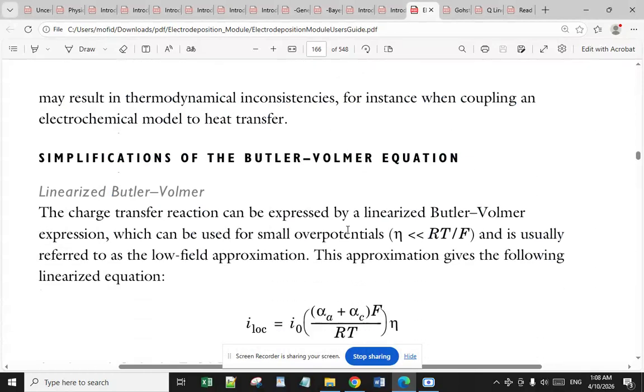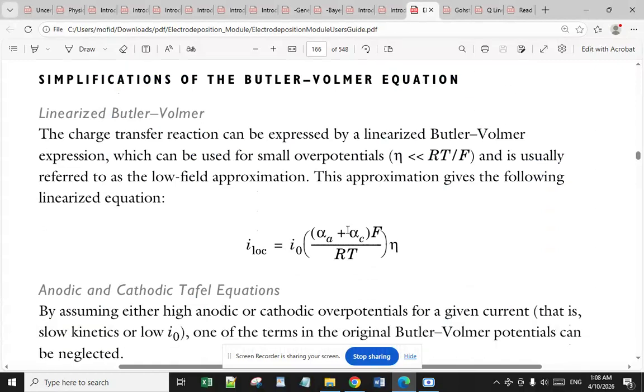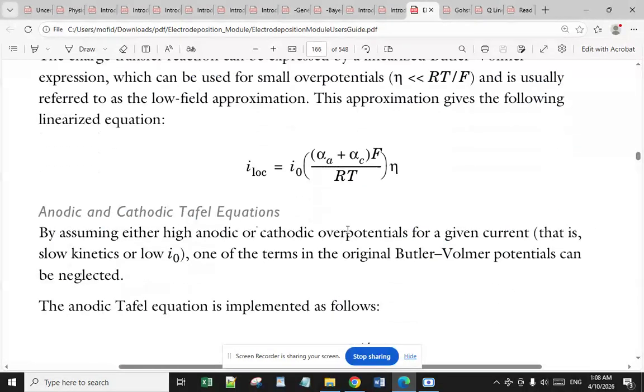This may result in thermodynamic inconsistency, for instance, when coupling an electrochemical model to heat transfer. Now I'll go through the simplifications of the Butler-Volmer equation. Linearized Butler-Volmer: the charge transfer reaction can be expressed by a linearized Butler-Volmer expression, which can be used for a small overpotential, eta much smaller than RT divided by the Faraday constant, and is usually referred to as the low field approximation. This approximation gives the following linearized equation.